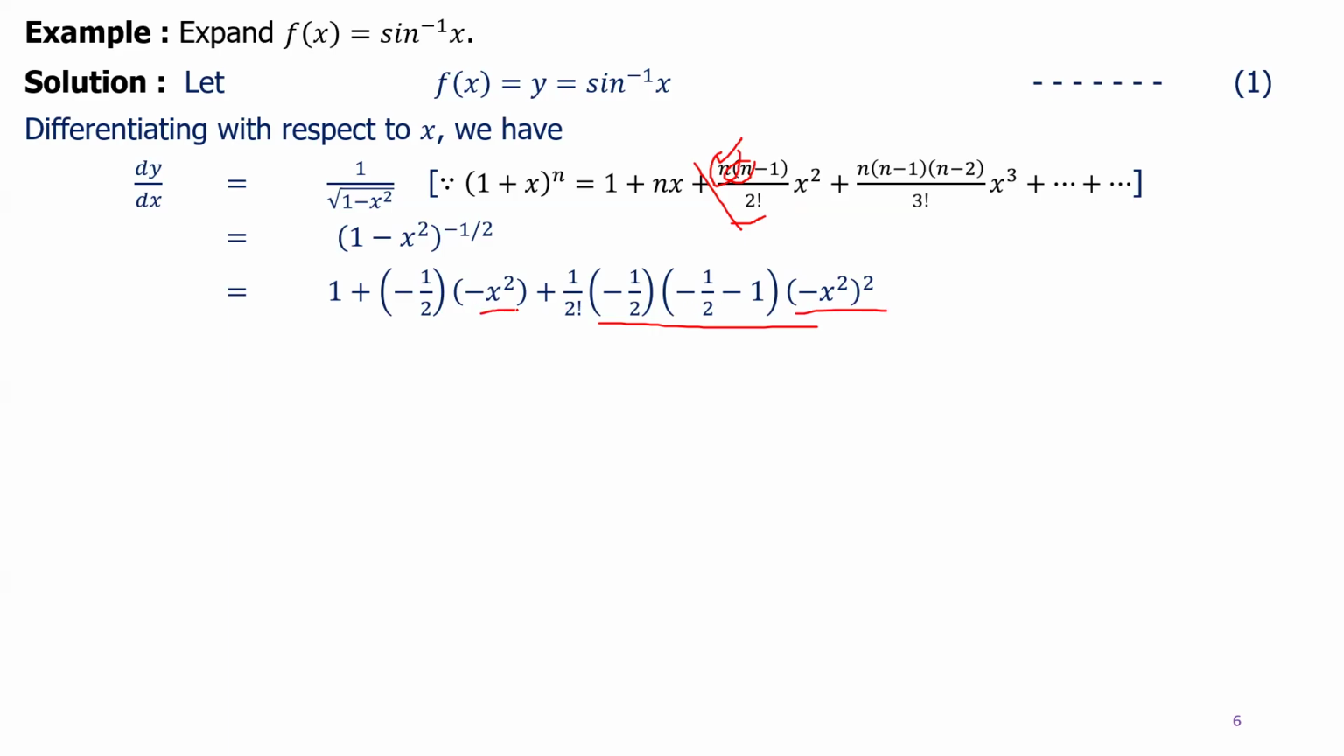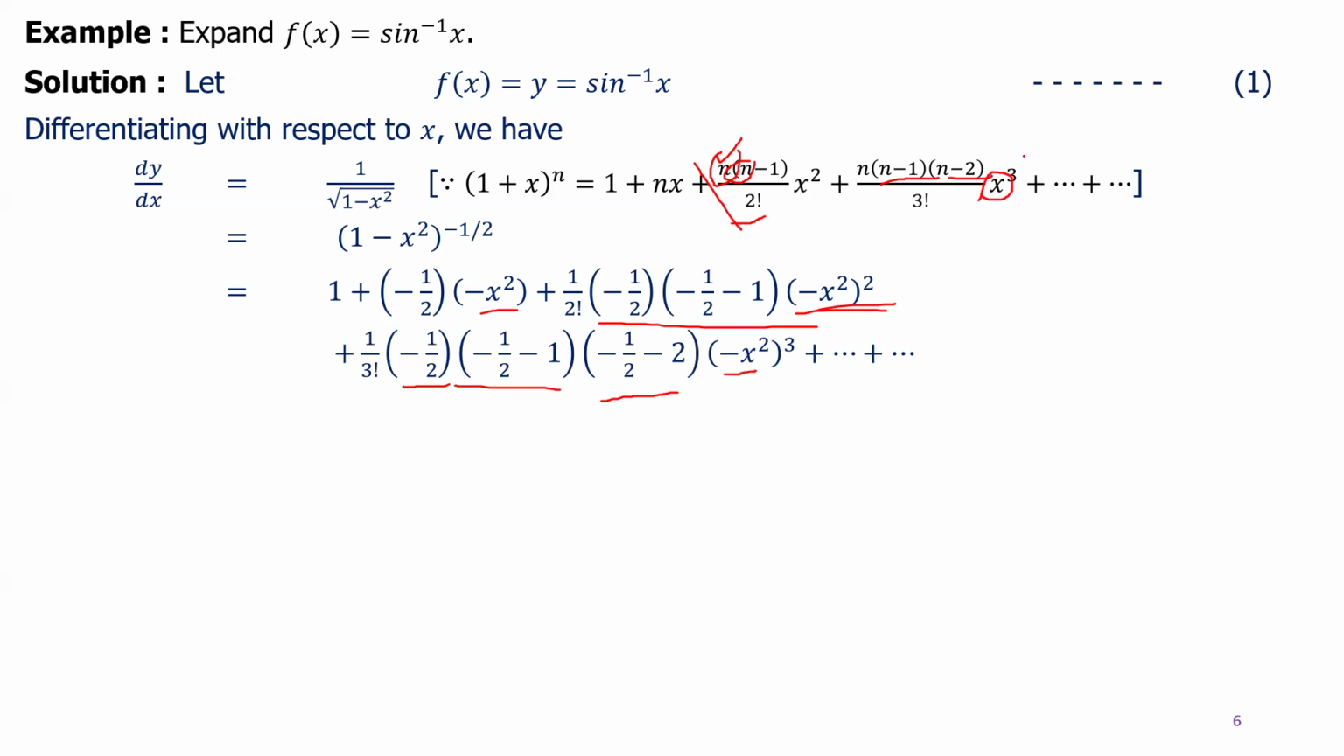Here the power is 1, then 2, then again in the next term it will come 3. Plus 1 upon 3 factorial n into (n minus 1), minus 1 by 2 minus 1, into (n minus 2), minus 1 by 2 minus 2. And what is the value of x? x is nothing but minus x square, and whole to the power 3.